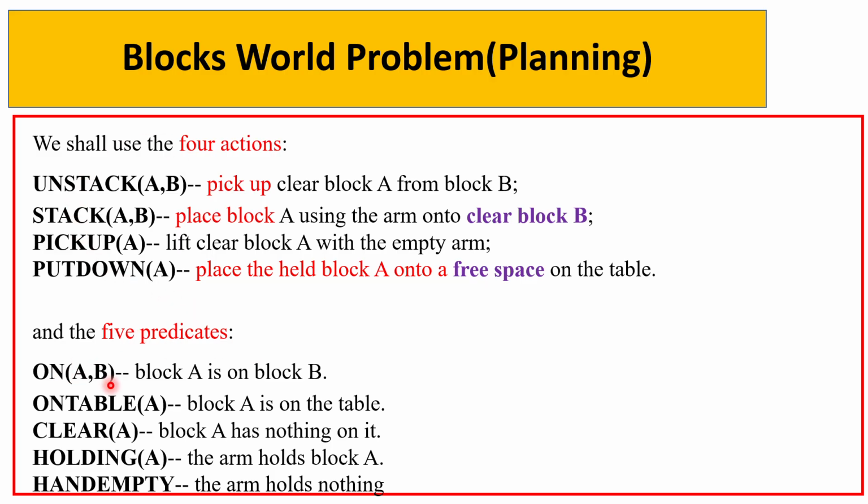and 5 predicates: on A comma B, on table, clear, holding, hand empty. On A comma B: block A is on block B, that is, A is kept on top of B. On table A means A is on the table, not on any other block. Clear A means block A has nothing on it. Holding means the arm holds the block A. Hand empty means the robot arm is empty, so we can utilize it for picking any other block.